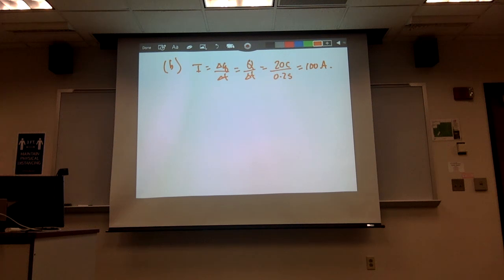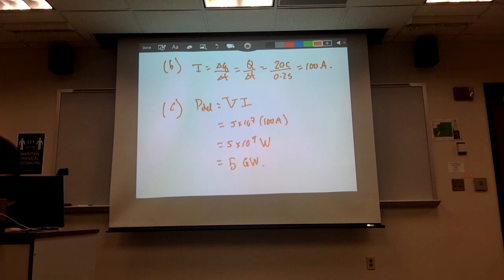Finally, the last part says, what is the average power delivered in this 0.2 seconds? Good. So for part C, we now want to know the average power delivered. Well, the average power is simply equal to the potential times the current, so we can write this as the potential, which is 5 times 10 to the 7th, times the current, which is 100 amps, which is 5 times 10 to the 9th watts, which is the same thing as 5 gigawatts.